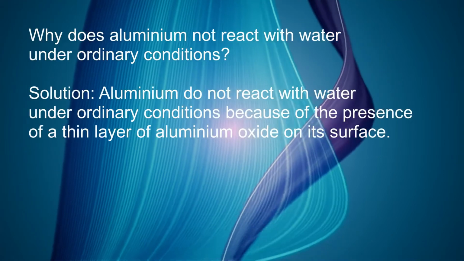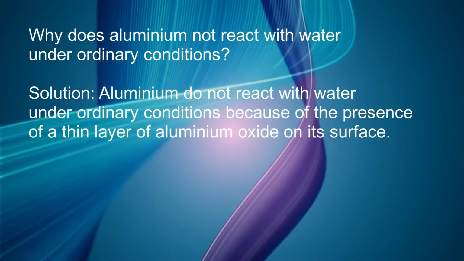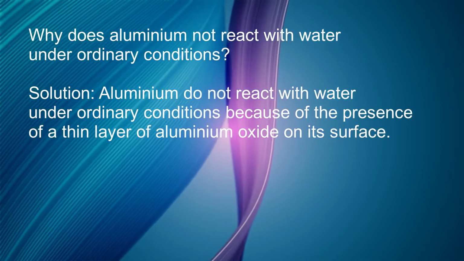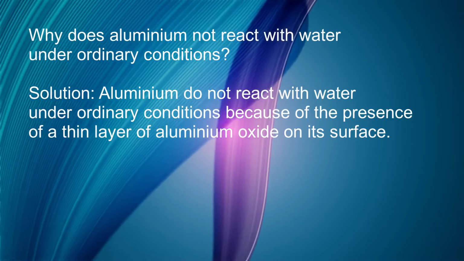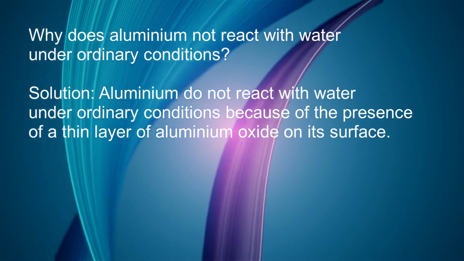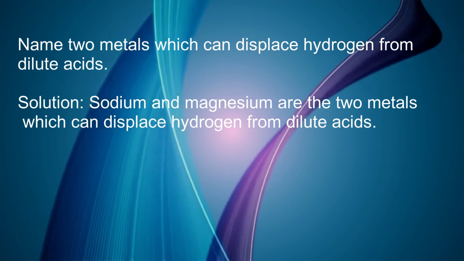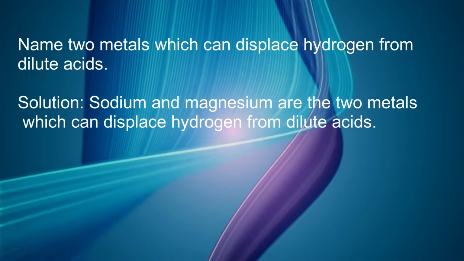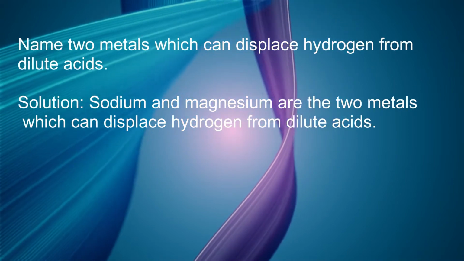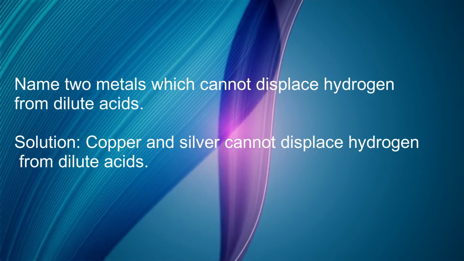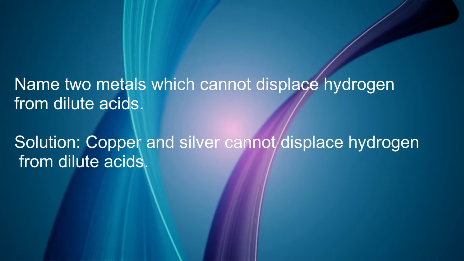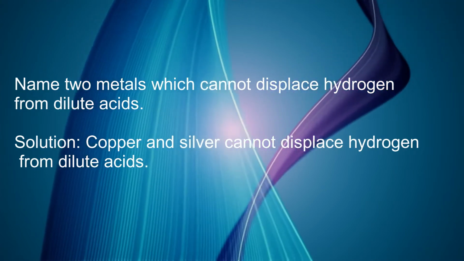A. Why does aluminium not react with water under ordinary conditions? Solution: aluminium does not react with water under ordinary conditions because of the presence of a thin layer of aluminium oxide on its surface. B. Name two metals which can displace hydrogen from dilute acids. Solution: sodium and magnesium are the two metals which can displace hydrogen from dilute acids. C. Name two metals which cannot displace hydrogen from dilute acids. Solution: copper and silver cannot displace hydrogen from dilute acids.